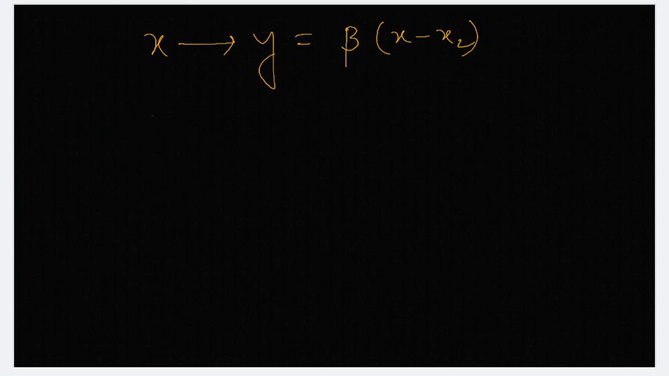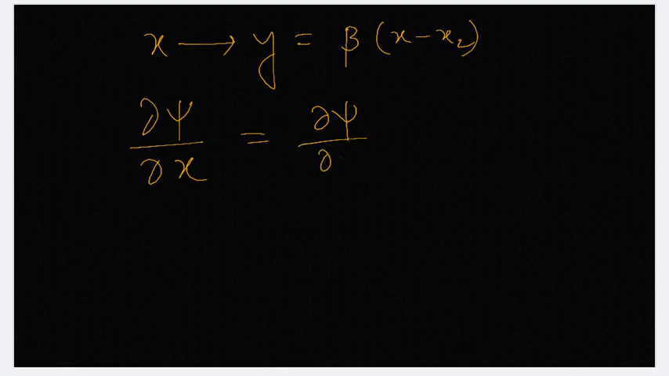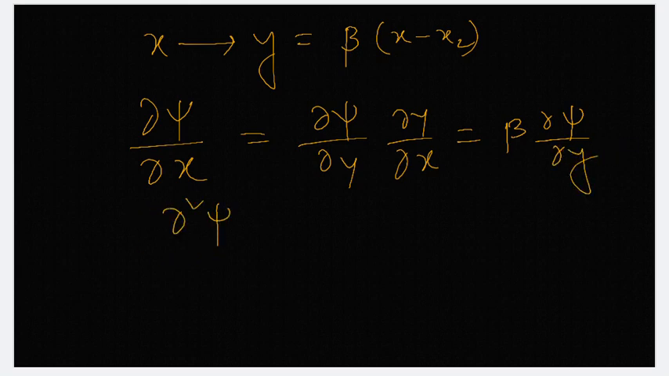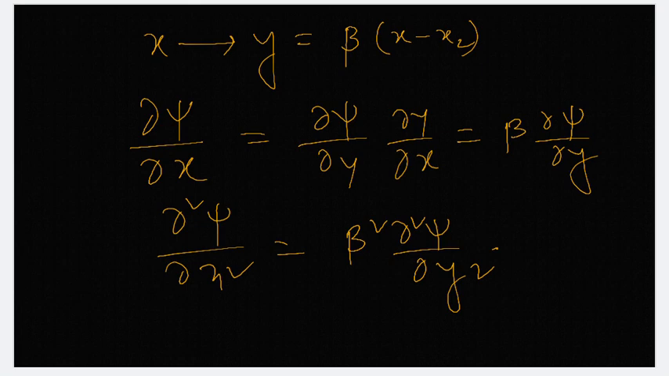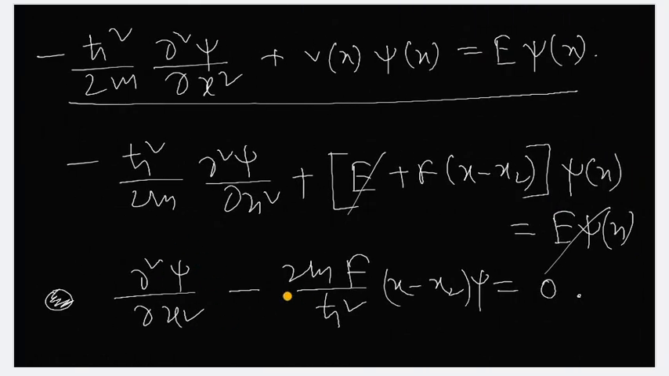Now you know del psi by del x. So del psi by del x will be del psi by del y into del y by del x, right? So del y by del x means beta. This is beta del psi by del y, and also you have del 2 psi by del x2. You have to make another similar type of derivative, so you will find beta square del 2 psi by del y2. Now you have to put this transformation in this equation to find its effect.